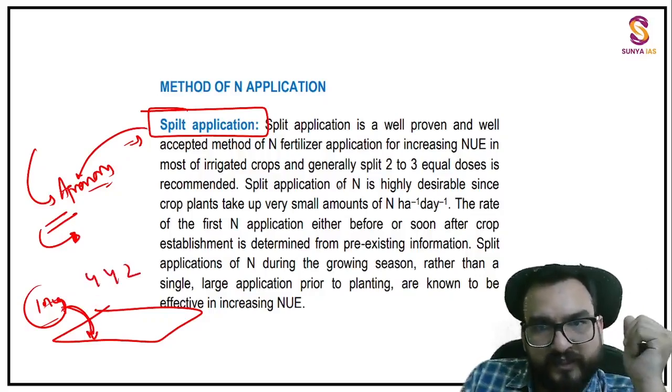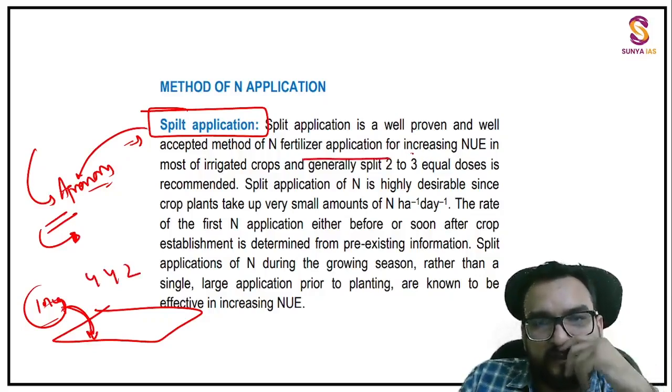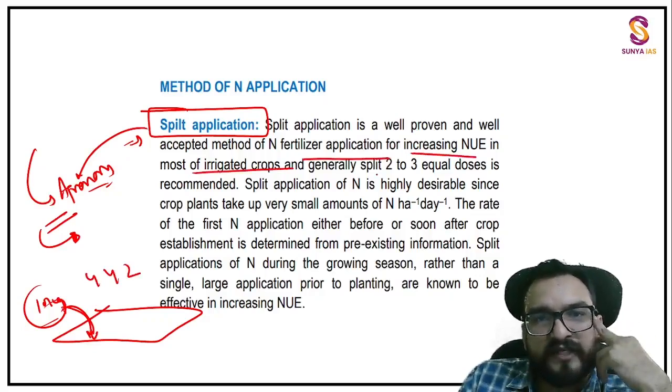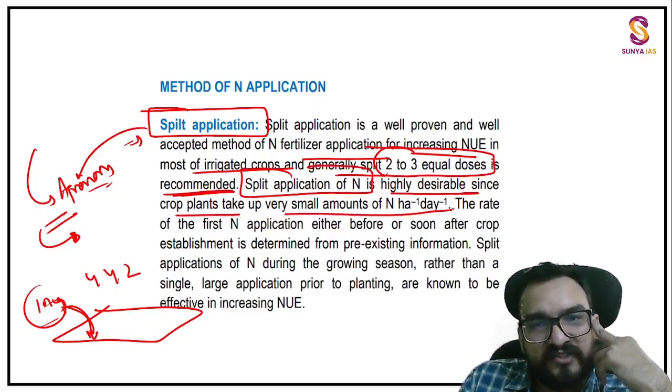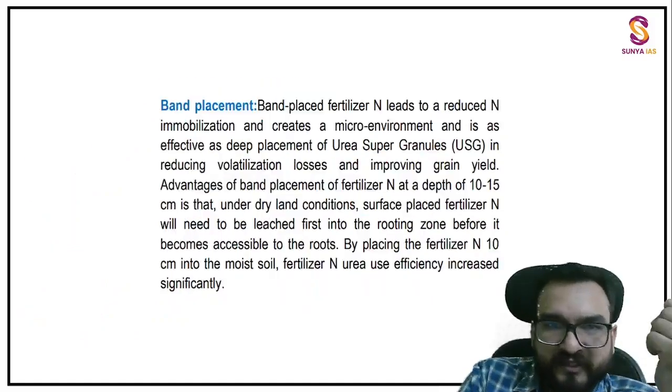Okay, so for nitrogen fertilization application for increasing NUE, in most of the irrigated crops, splitting into 2-3 equal doses is recommended over here. Split application of nitrogen is highly desirable since crop plants take up very small amounts of nitrogen per hectare per day. Okay, that's why split application should be there.